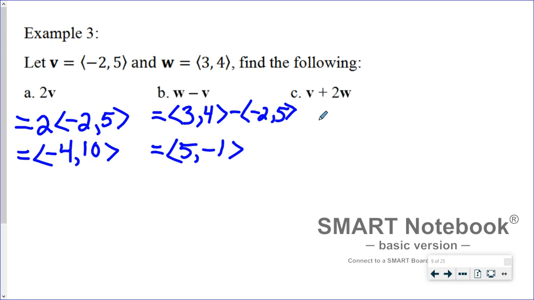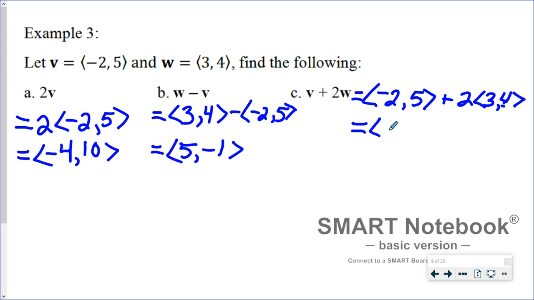That's it. For C here, to find v plus 2w, all I have to do is negative 2, 5 plus 2 times 3, 4. Order of operations still applies here, so we need to do multiplication before addition, so we can just keep this one for the time being. And when I do my scalar multiplication here, we will get 6, 8.